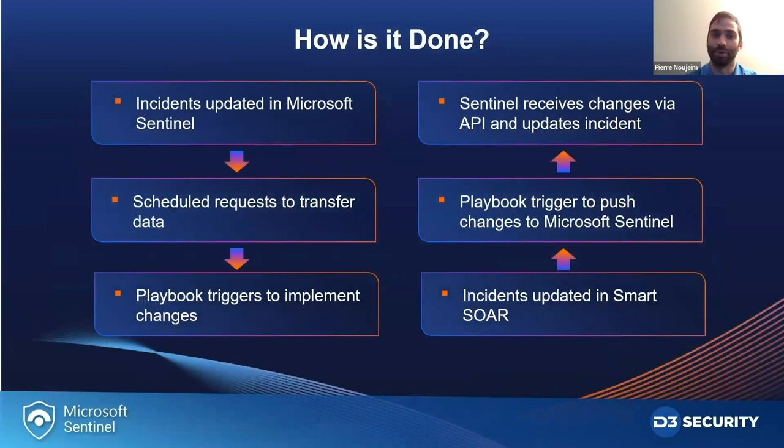Any updated or new data is going to be ingested into the SOAR platform and then implemented through playbook triggers. That's going to update the raw data of the incident inside of D3, so both platforms will be in sync. From the other way, when an incident is updated in D3, playbook triggers will catch that new data and push it to Microsoft Sentinel. Microsoft Sentinel is then able to receive that data and update the relevant fields inside of their incident dashboard. So that's a high-level overview of the solution.